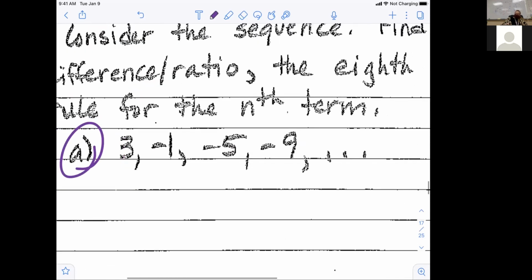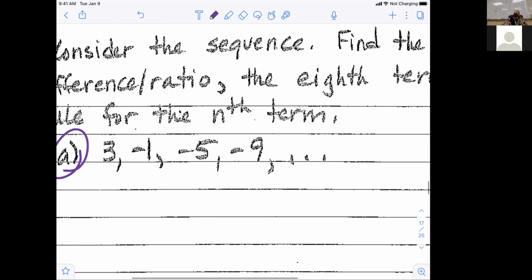Okay, so I've got 3, negative 1, negative 5, negative 9. Is this arithmetic or geometric? Good. How do you know? There's no fractions. Also, I'm adding or subtracting. Another easy sign is if there's negatives and it doesn't alternate, then that means it's adding or subtracting. So once I hit negatives, I'm down in the negatives when you're adding or subtracting. What number am I adding or subtracting to go from 3 to negative 1?